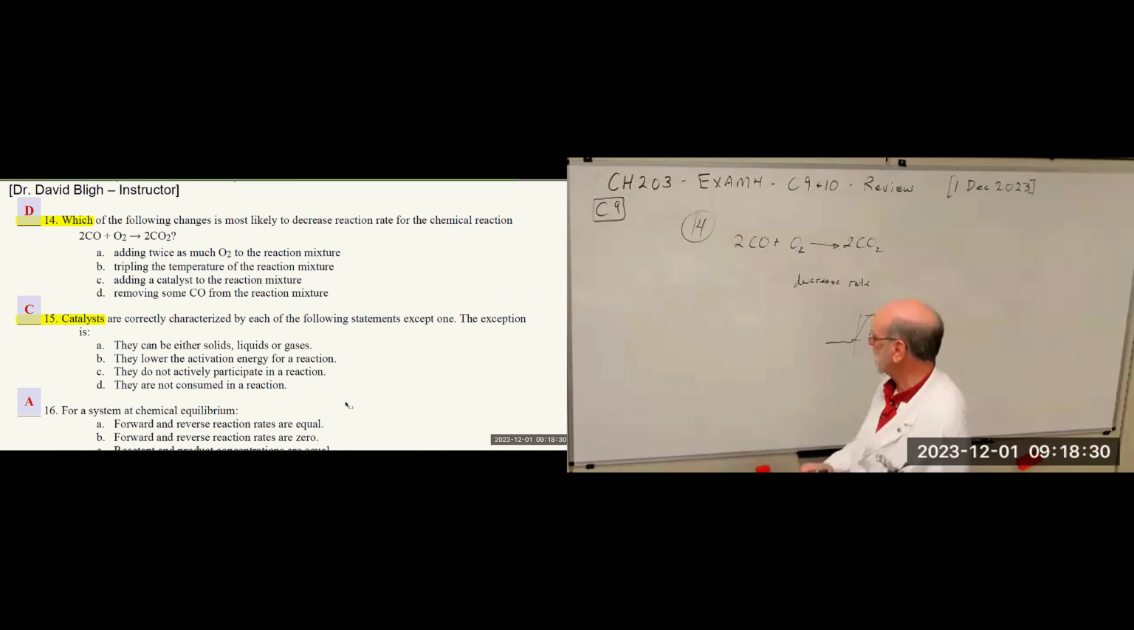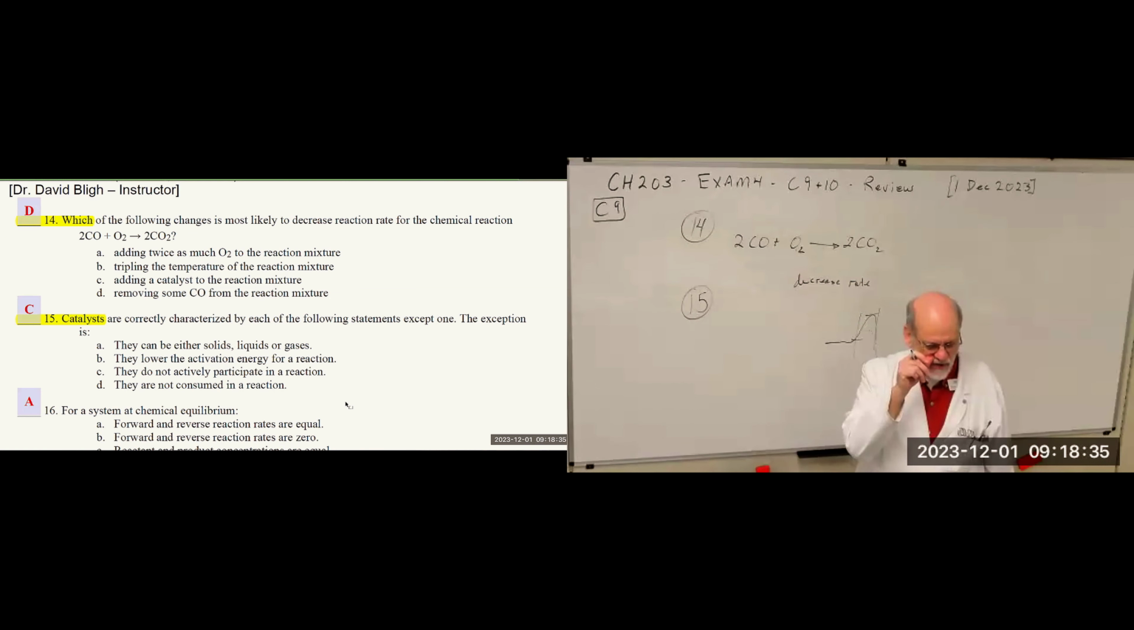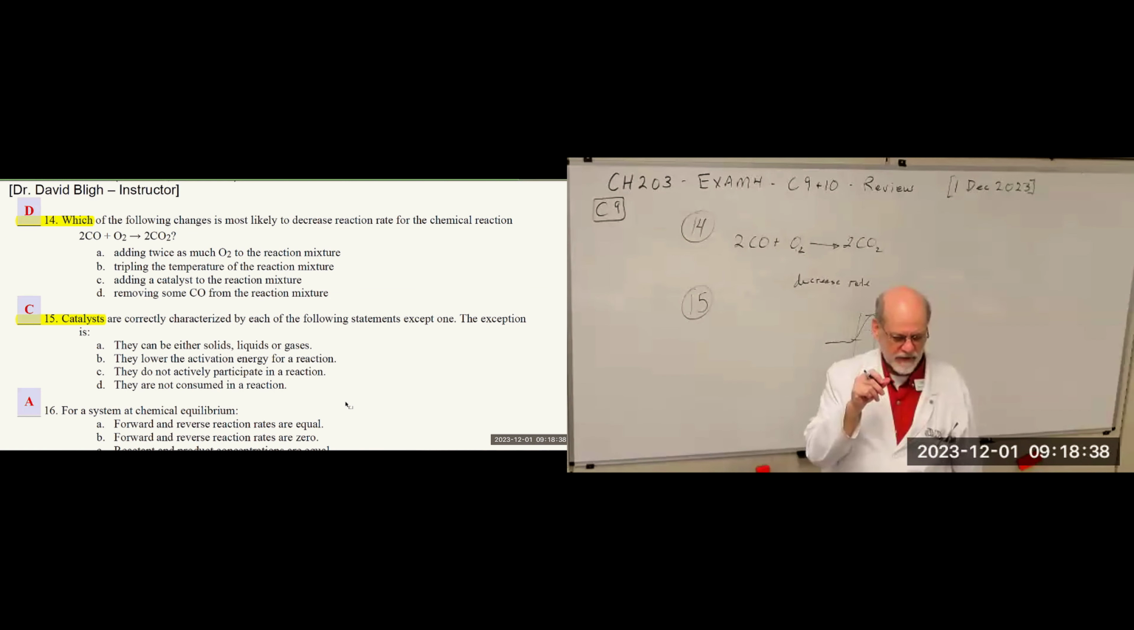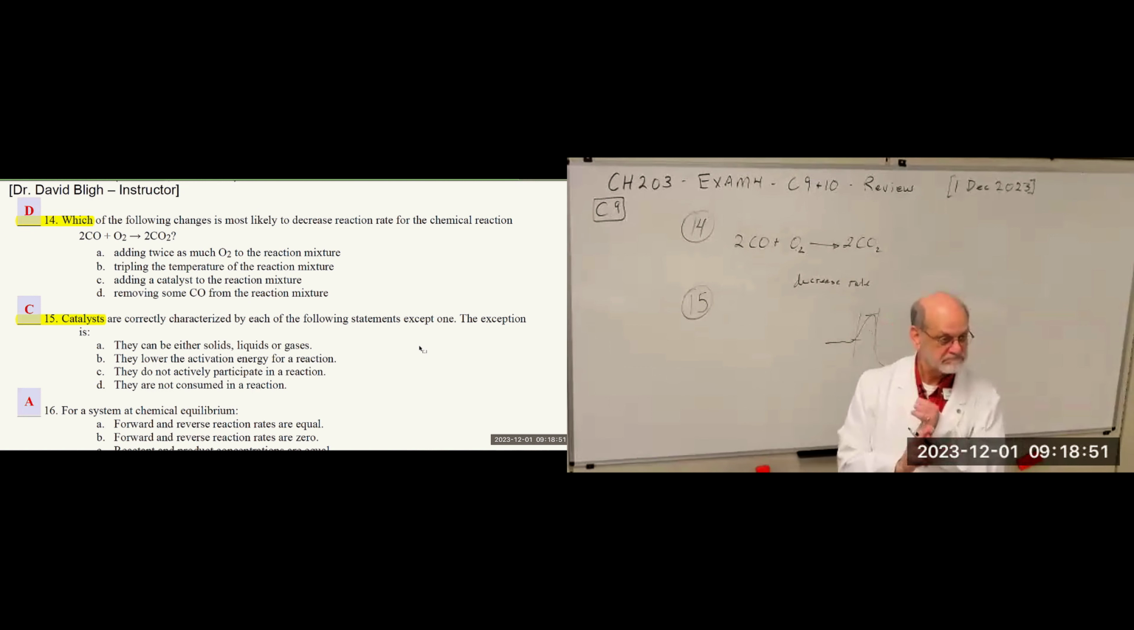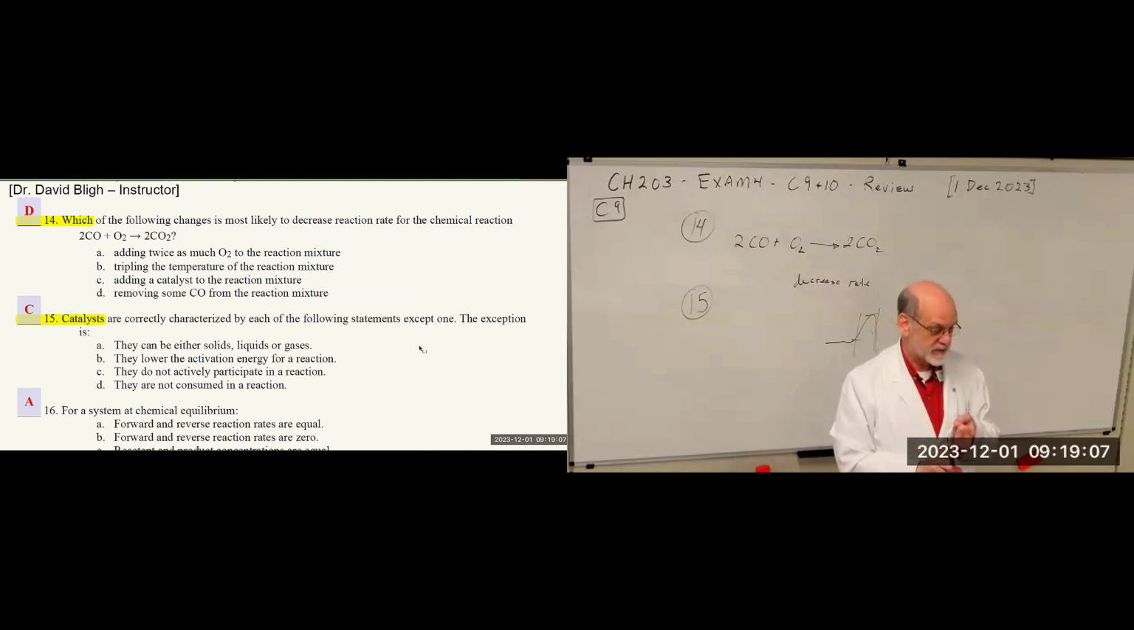Number 15. Catalysts are correctly characterized by each of the following statements except one. The exception is, okay, catalysts, they can either be solid, liquid, or gas. Is that true? Yep, sure can. They lower the activation energy for a reaction. Yep, they do that. They do not actively participate in the reaction. Well, that's false. They are actively participating.